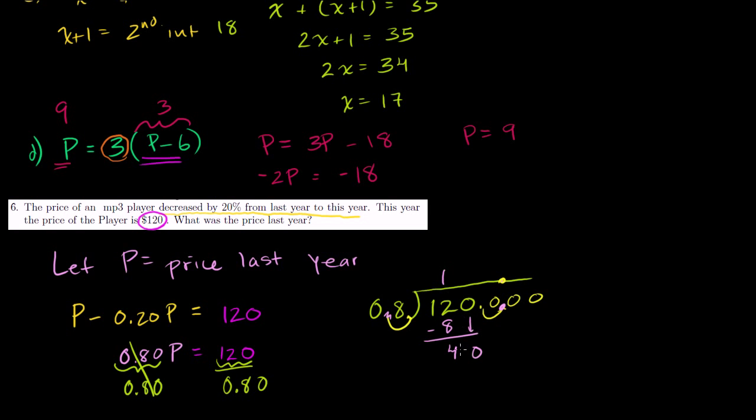Bring down the 0. 8 goes into 40 5 times. 5 times 8 is 40. 40 minus 40 is 0. Bring down another 0. 8 goes into 0 zero times. You get the idea. 0 times 8 is 0. We have no remainder. So our answer is $150. So it was $150 last year. It decreased by 20%. 20% of 150 is $30. So it decreased by $30, and it definitely got us to $120.